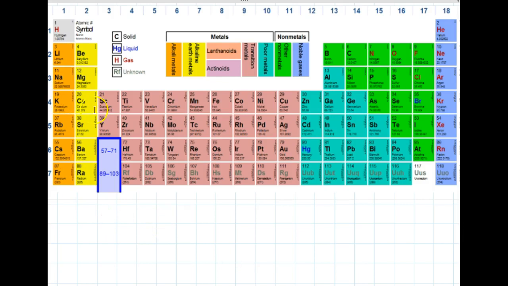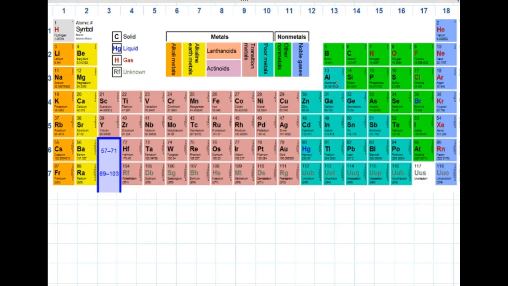Lithium or sodium or potassium or even one of these, group 2 or D block metals, they all have fairly low ionization energies. And if you remember what that means, it means the energy required to remove an electron. So it's easy to take an electron away from calcium or potassium or chromium or even aluminum.